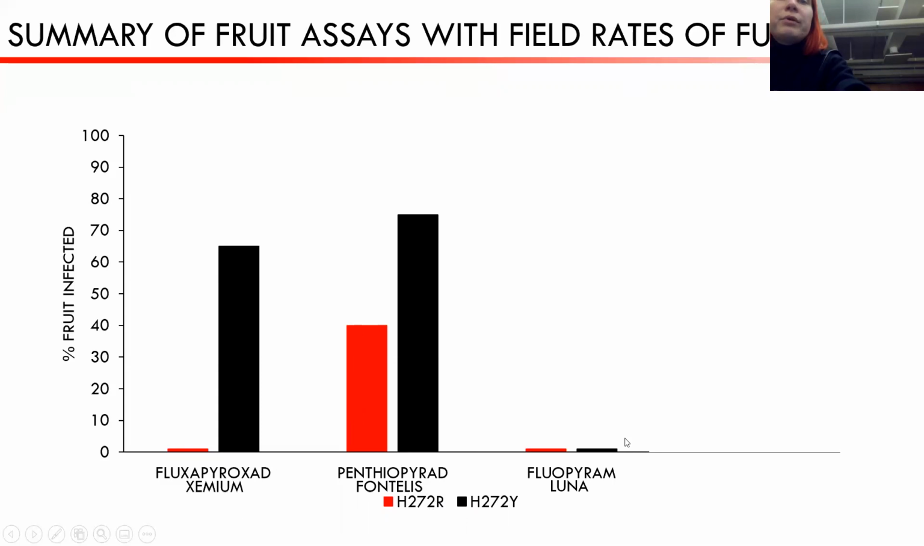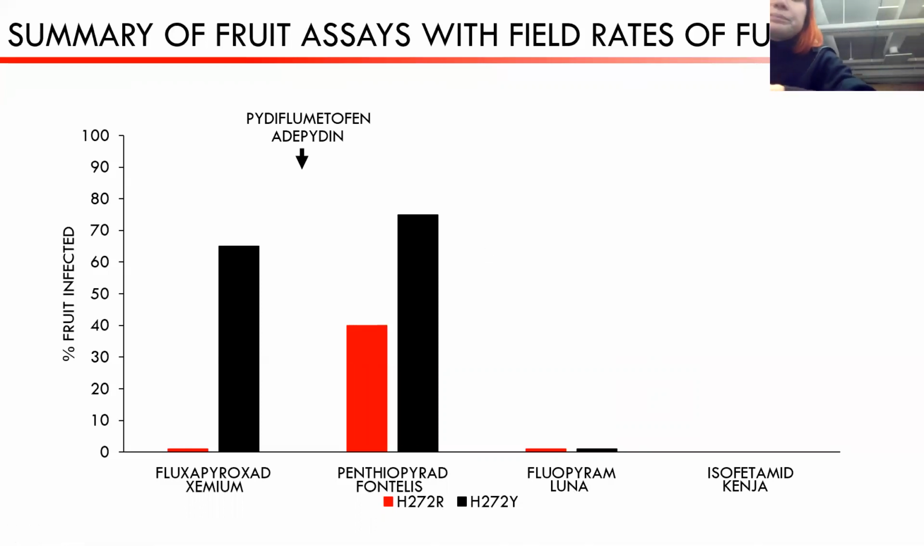With fluopyram, for example, when we treated fruit with fluopyram and inoculated either with HU72R or Y isolates, fluopyram was able to control both of them, meaning that fluopyram seems to be effective against Botrytis that carries either HU72R or Y mutation. We are still working on data for Kenja and adepidyn. We don't have fruit data yet, but that's what we are doing right now in the lab. We will have it soon.